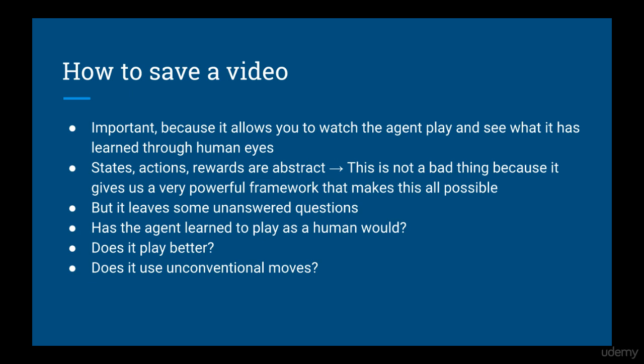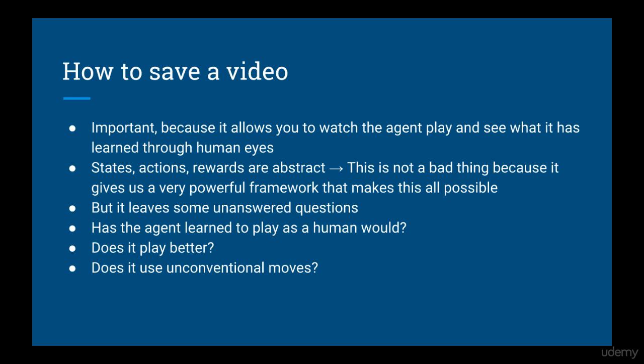In this lecture, we are going to talk about how to save a video of your agent playing an episode. This is really important because it allows you to watch the agent play and see what it has learned through human eyes. When we talk about states, actions, and rewards, things are really abstract. This is actually not a bad thing, because it gives us a very powerful framework for building reinforcement learning agents. But it leaves some unanswered questions.